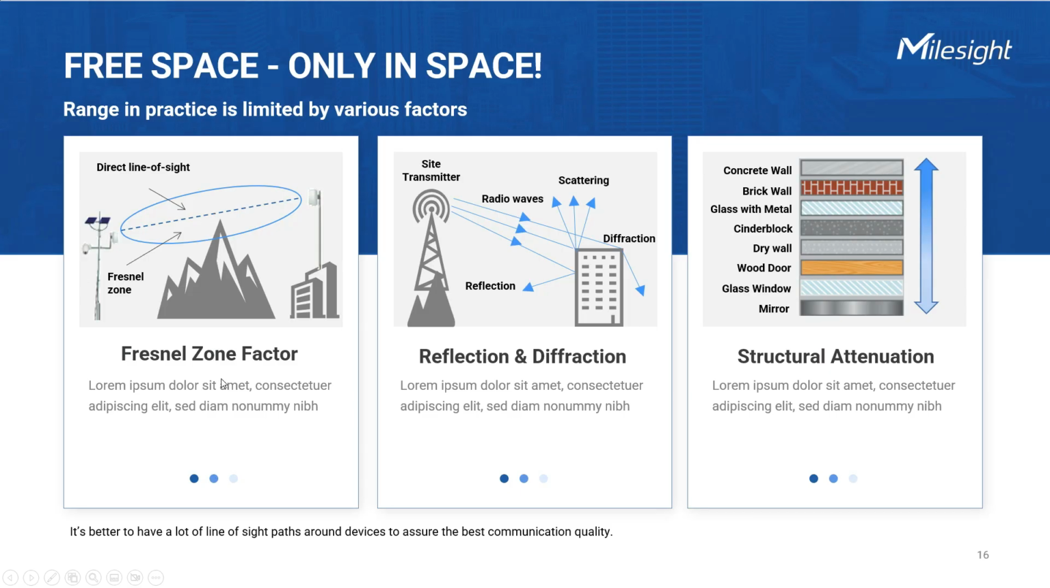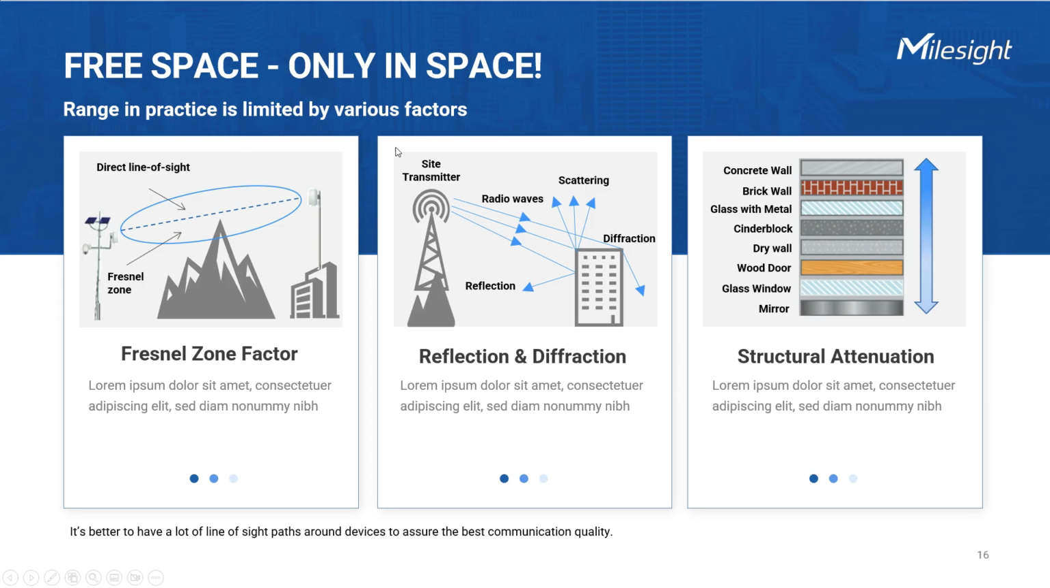Since LoRa can support the range of hundreds of kilometers, why can't you cover all of Europe or all of Australia with a single gateway? And that's obviously because free space is only in space, and on Earth we have factors like the structural attenuation.